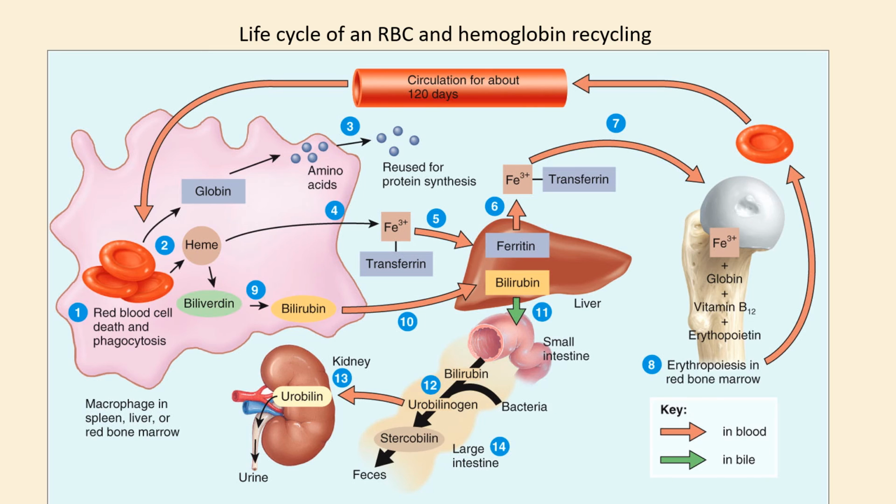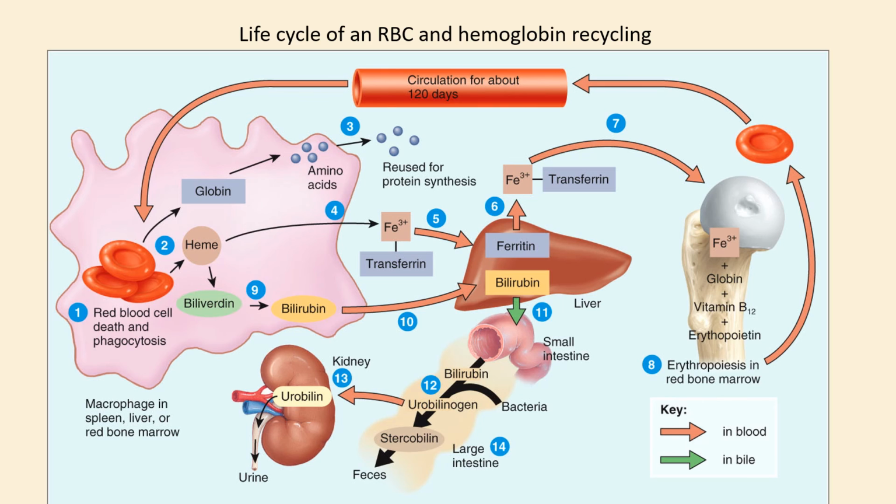So let's start with globin. Up top in blue, we're still inside the macrophage. Globin refers to the polypeptide, the protein portion of the hemoglobin molecule. And so the globin portion of the molecule is catabolized into amino acids. And those amino acids are released from the cell. They re-enter the blood, and amino acids are quite fungible. They can be used for synthesizing new proteins, different proteins, or they can be used for making ATP. That's the easy part.